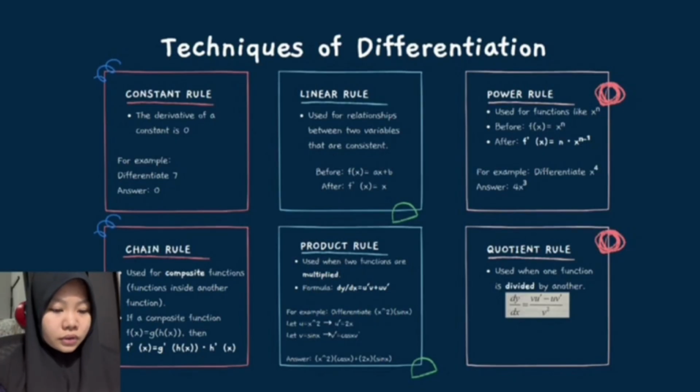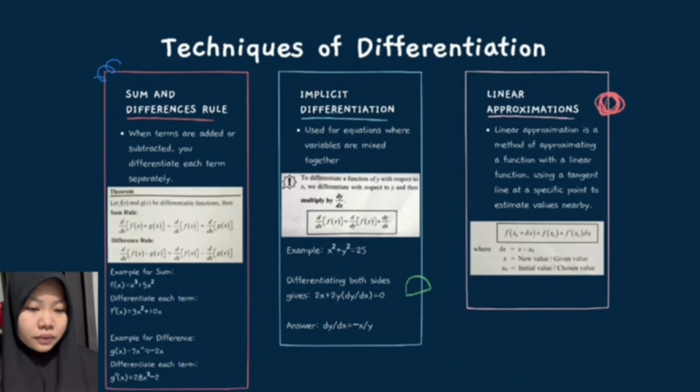The sixth one, we have the quotient rule. When one function is divided by another, we use the quotient rule. The seventh one is the sum and difference rule, which means when terms are added or subtracted, you differentiate each term separately. It makes long expressions easier to handle by breaking them down.